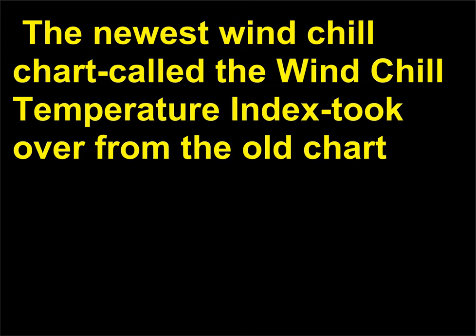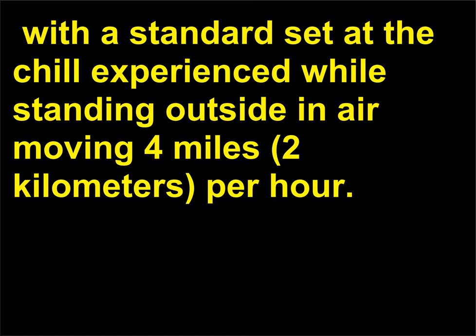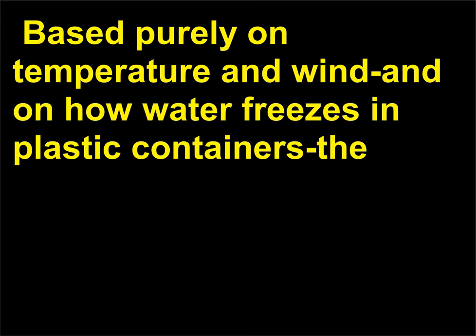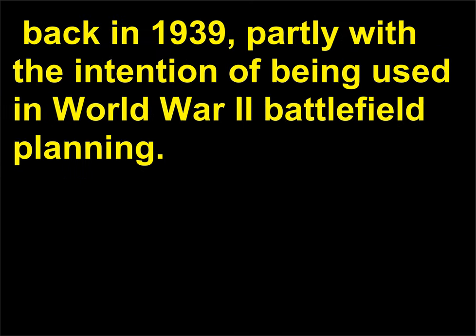The newest wind chill chart, called the Wind Chill Temperature Index, took over from the old chart developed in 1945, in the 2001 to 2002 winter season. The reason for the change was simple: the original wind chill index revolved around heat loss, with a standard set at the chill experienced while standing outside in air moving 4 miles, 2 kilometers, per hour. Based purely on temperature and wind and on how water freezes in plastic containers, the charts were developed in Antarctica by Paul Siple and his fellow explorer, P.F. Passel, back in 1939, partly with the intention of being used in World War II battlefield planning.